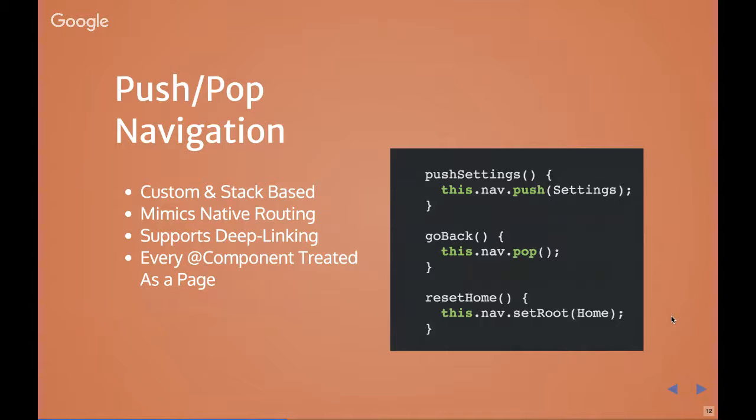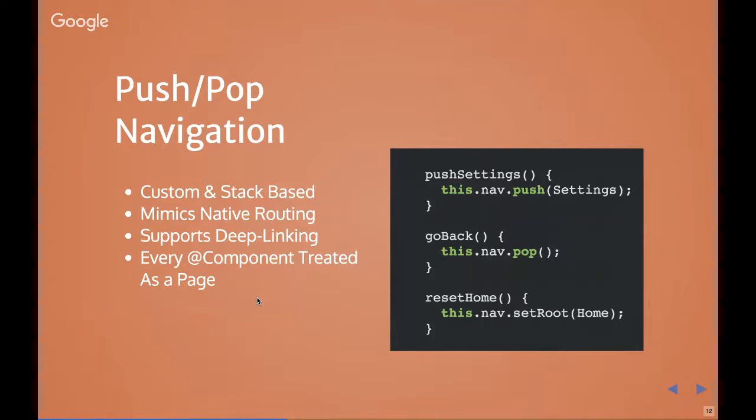But on mobile, we don't have these URLs. We have just pages. You click on your profile page, it takes you there, and you don't see any URL. So Ionic mimics this. The navigation is not tied to the URL. It gives you very simple code to navigate. You just need to know the page you want to navigate to, and then you can call a simple function to navigate to this page.